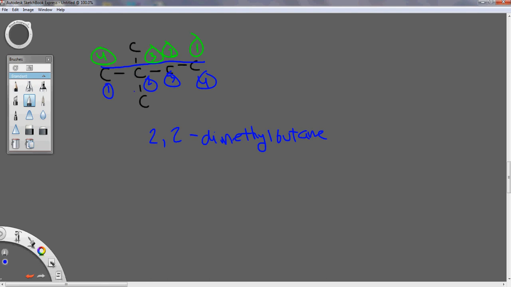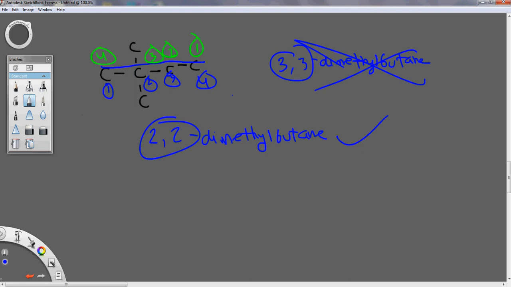And, yep, if we had done it with what we numbered in the green, yellow-green, it would have been 3, 3 dimethylbutane, and that would not have been the correct answer because that's larger than this, so that's incorrect. This is correct. And yep, this one's called 2,2-dimethylbutane. Hopefully you understood that.